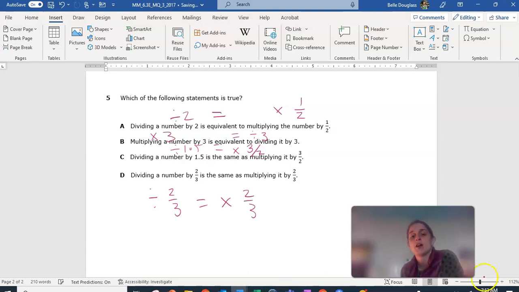So we know that multiplication and division are inverse operations, opposites. That means that you can do the opposite operation, but you kind of have to do the opposite of the number as well, or the inverse or the reciprocal of that number. So make sure the option that you choose is not just saying two different operations with the exact same number, because that would not be equivalent. So figure that one out, and you are done with your homework.